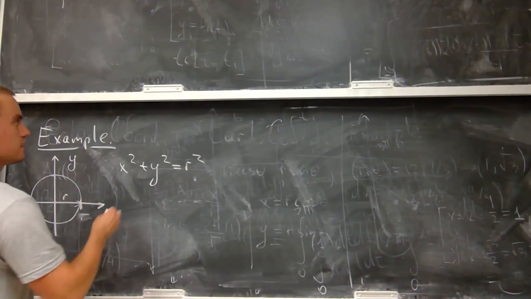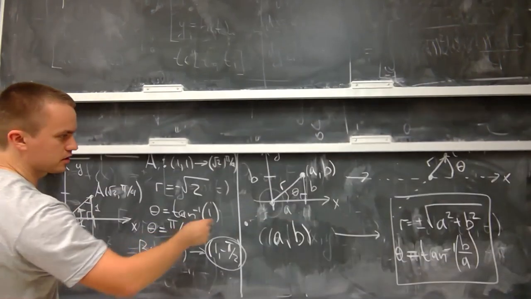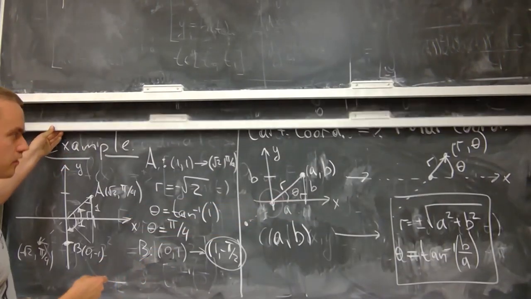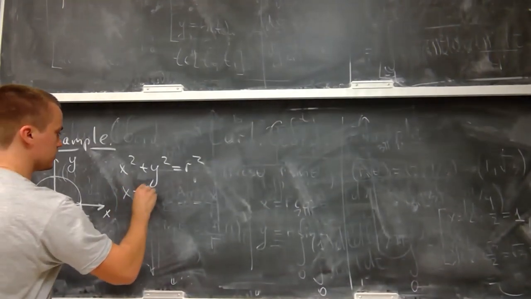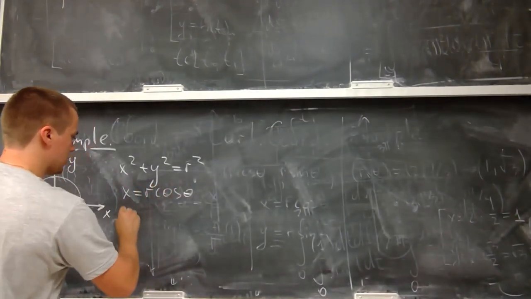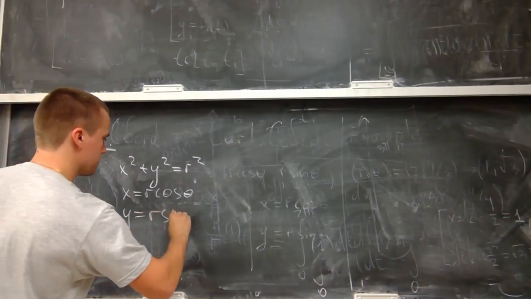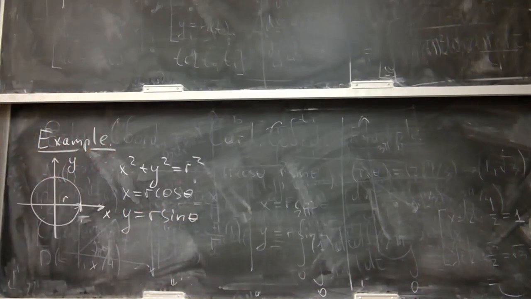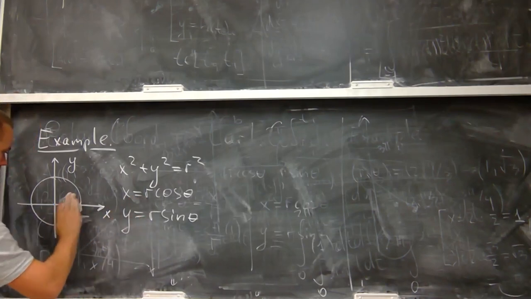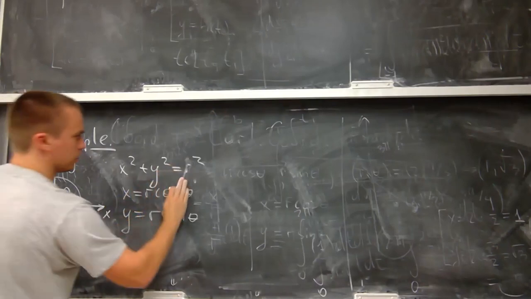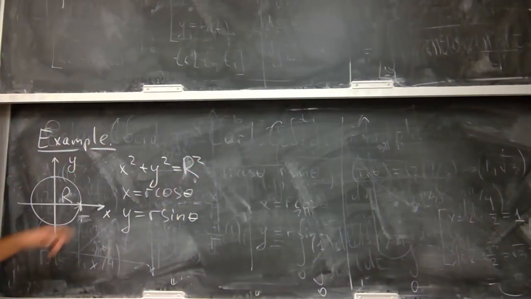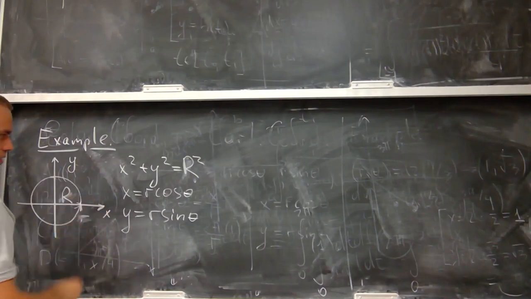So based on this example, what does my x equal? My x equals r cosine theta. I know that x equals r cosine theta and y equals r sine theta. Okay, here's the problem. I have the same r, so I will indicate this r by big R, because this r and this r are different. If I plug my x and y into my formula, what will I get?